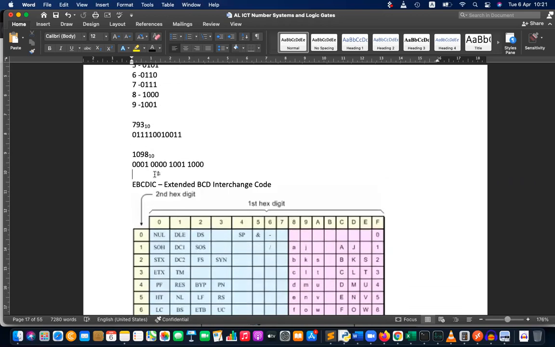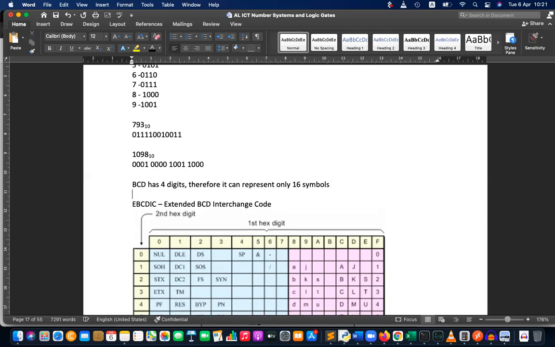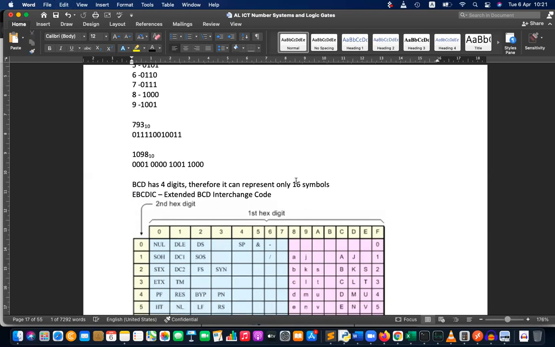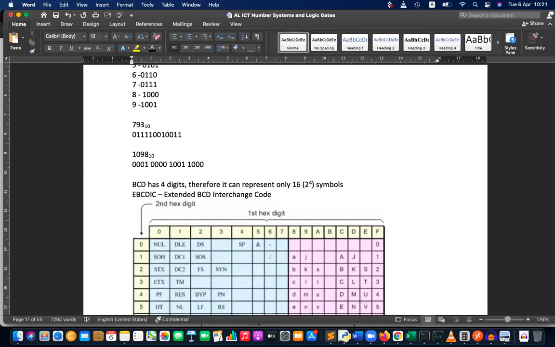This one, I think you had better write down. So BCD has four digits. Therefore, it can represent only 16 symbols. That is taken by 2 to the power 4. That is the mathematics, the maths behind that. So it can represent 2 to the power 4 symbols. So that is the maximum.